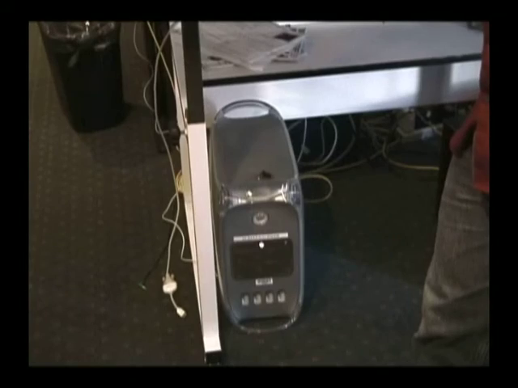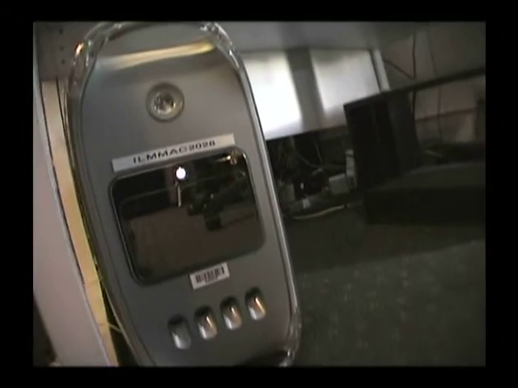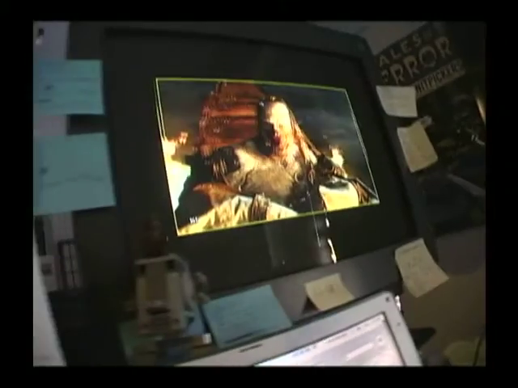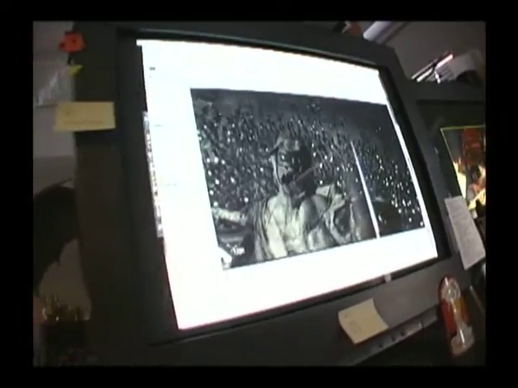Right here we have a dual 1.25 G4, and the other Macs that we have are dual 1.25s as well. We're running Adobe After Effects, Adobe Photoshop, Commotion, and then a lot of third-party plugins for After Effects.